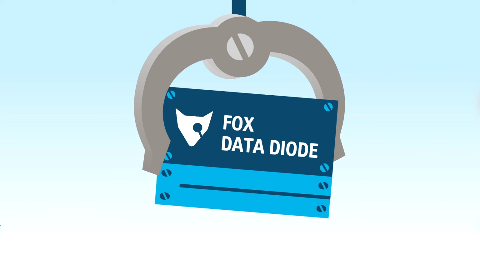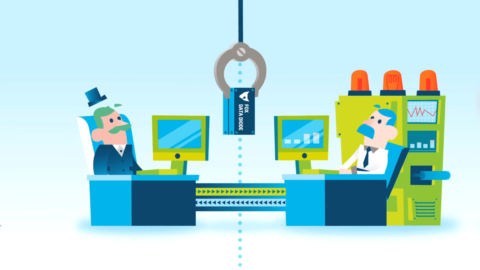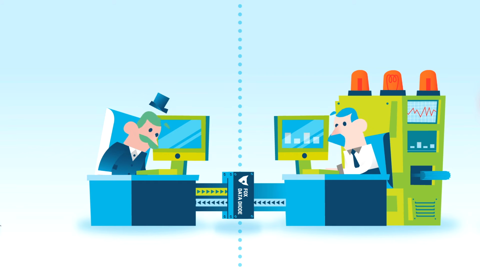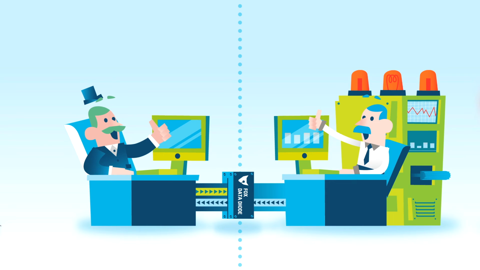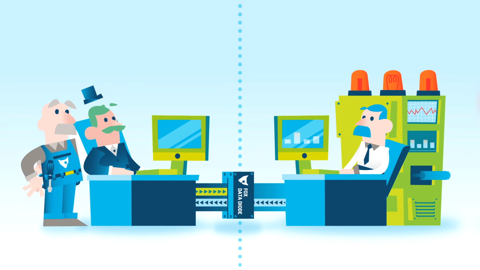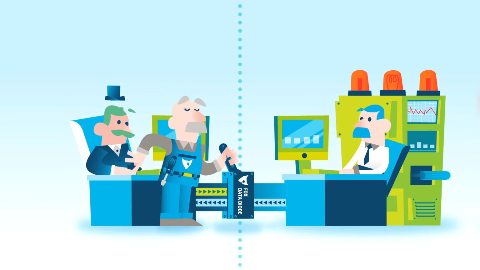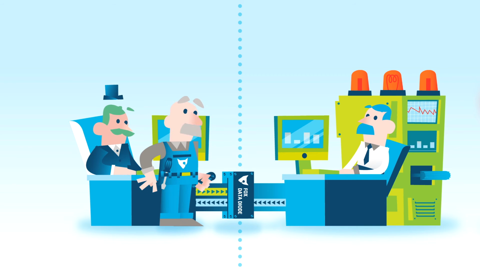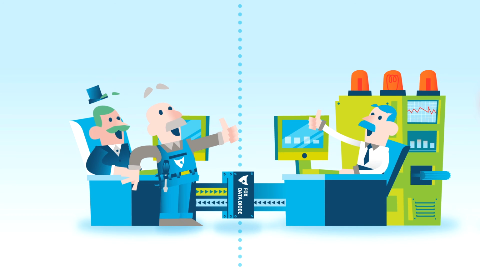Introducing the Fox Data Diode. This is simply a piece of hardware that only blocks the incoming data on your connection, so outgoing data is not affected. The Fox Data Diode only needs to be installed once, so after it's set up, you can be completely sure no data enters your facility whatsoever.